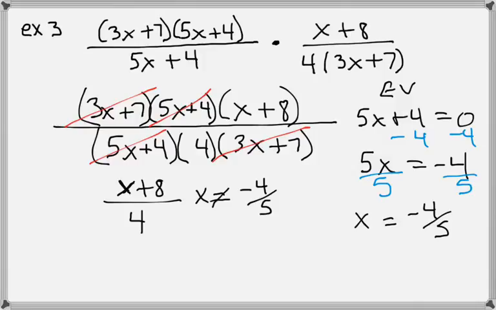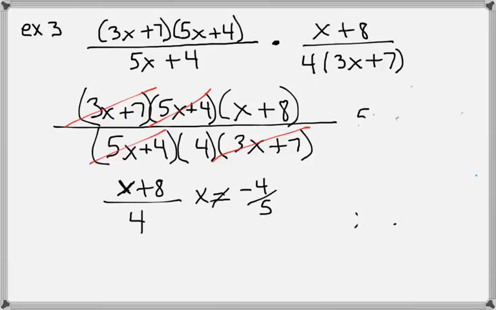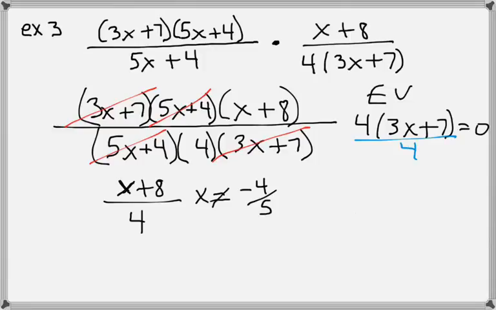And now I need to find my other excluded value. I need to work with my other denominator. And I ran out of room here, so since we've already written down our answer, I'm going to go ahead and erase this to make room so that we have room to work our next denominator. So now I have to set the other denominator, that 4 times the 3x plus 7 equal to 0. So here, I can go ahead and divide both sides by 4. That's going to leave me with a 3x plus 7 is equal to 0.